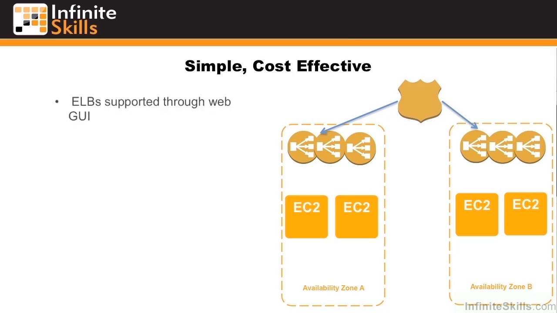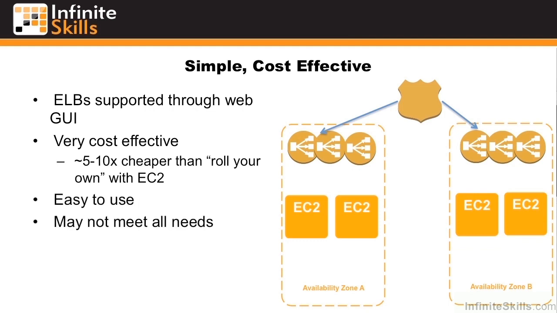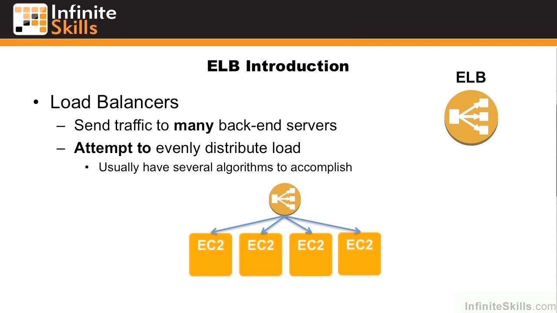The ELBs are supported through the web GUI, and you can easily spin them up there. They're very cost-effective, typically 5 to 10 times cheaper than roll your own with EC2. They're very easy to use, but they may not meet all needs. By now you should have a very good picture of what ELBs are and how they function inside of Amazon's architecture.